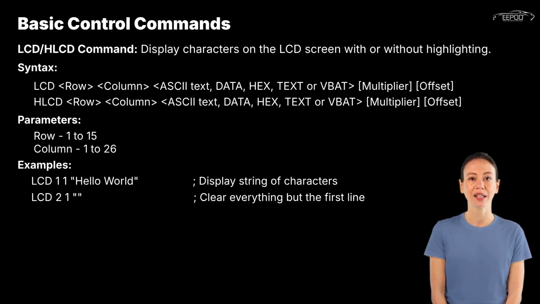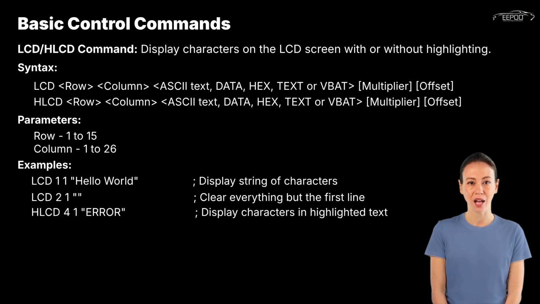For example, HLCD row for column 1 error. Error will be displayed as highlighted text. Besides just showing normal text, you can also display data from the vehicle. Like, if you read a VIN or battery voltage, you can put it on the screen dynamically.